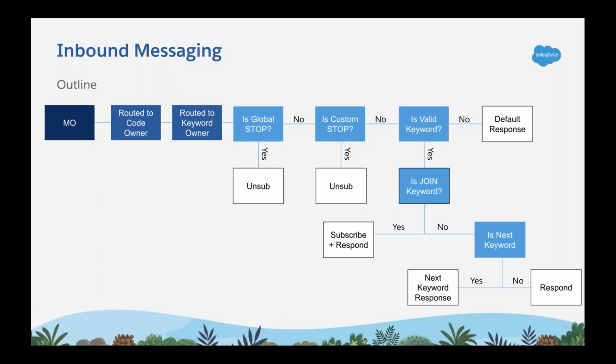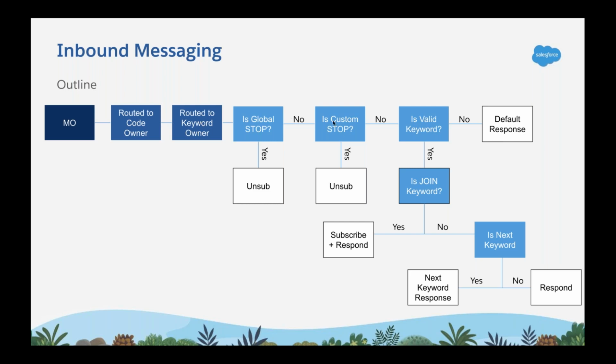And what this looks like, at least in terms of a simple process flow, is we'll get an MO from an end user. We'll route that MO to that code-owning MID. So if anyone happens to be using a shared code in this instance, it will go over to the shared code MID first, which is almost always a Salesforce-owned account within Marketing Cloud. It'll then be routed down to the keyword owner. Unlike shortcodes, keywords actually live at a business unit level. So that's how that routing occurs successfully.